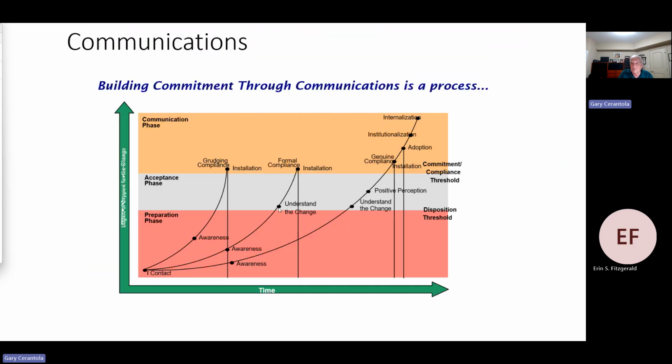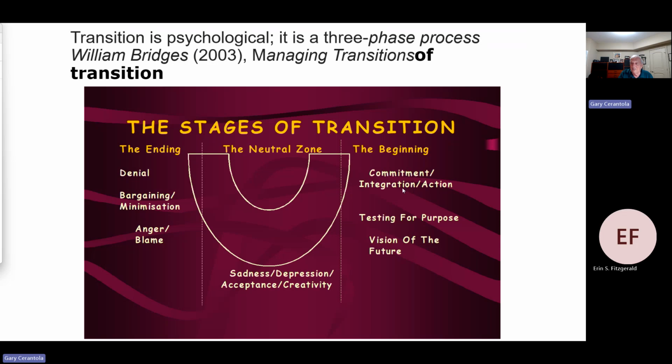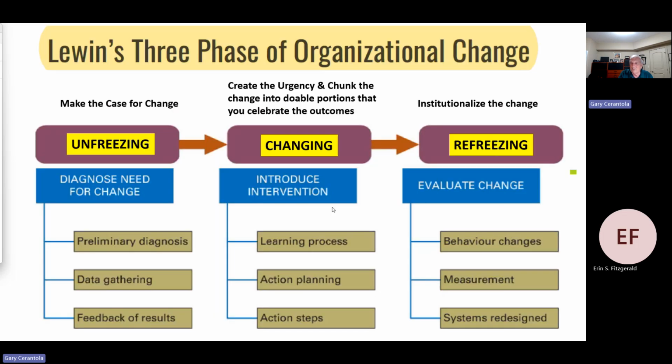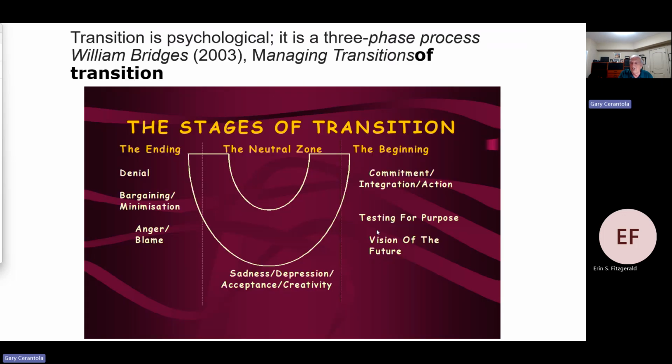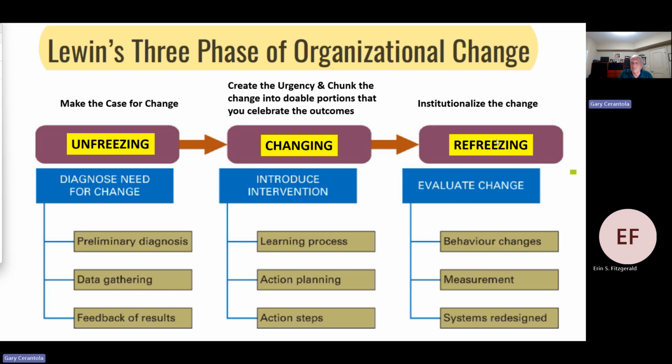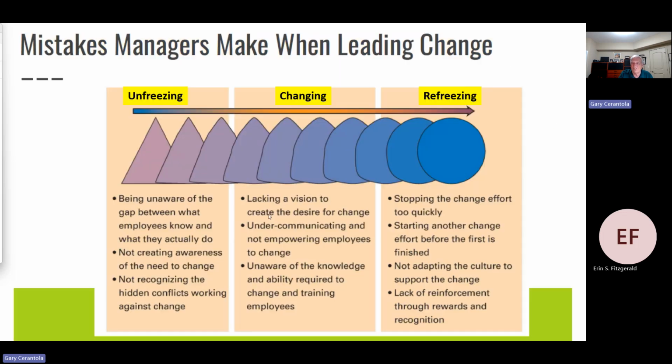So let me go back to this piece. You're starting to come up here. And then in this piece here, the refreezing, this is where you're institutionalizing and internalizing those changes, so that they're locked in, and you've achieved those behavioral changes. You've got measurement and systems redesigned to keep you through that transition. So again, unfreezing, changing, and refreezing, Lewin's 3 phases. It's probably a good question on the test about this.